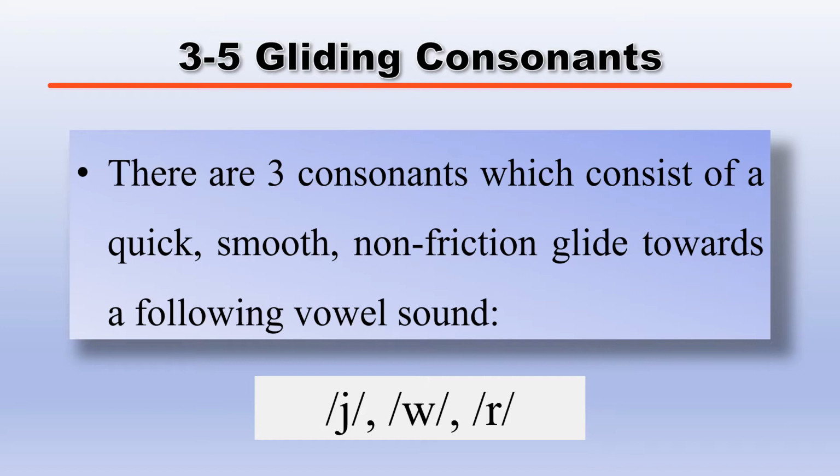In the English sound system, we have three consonants that consist of a quick, smooth, non-friction glide towards a following vowel sound. These sounds are y, w, and r. So they consist of a glide, and this glide has three characteristics, three features. This glide is quick, and it is smooth and non-friction.